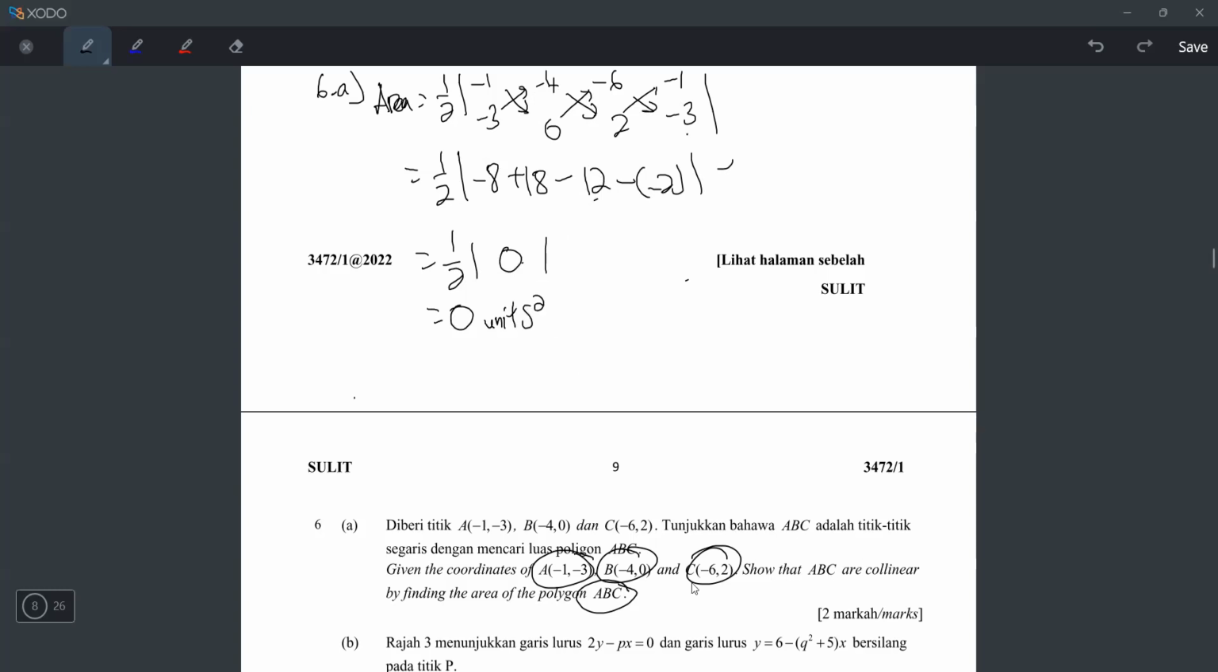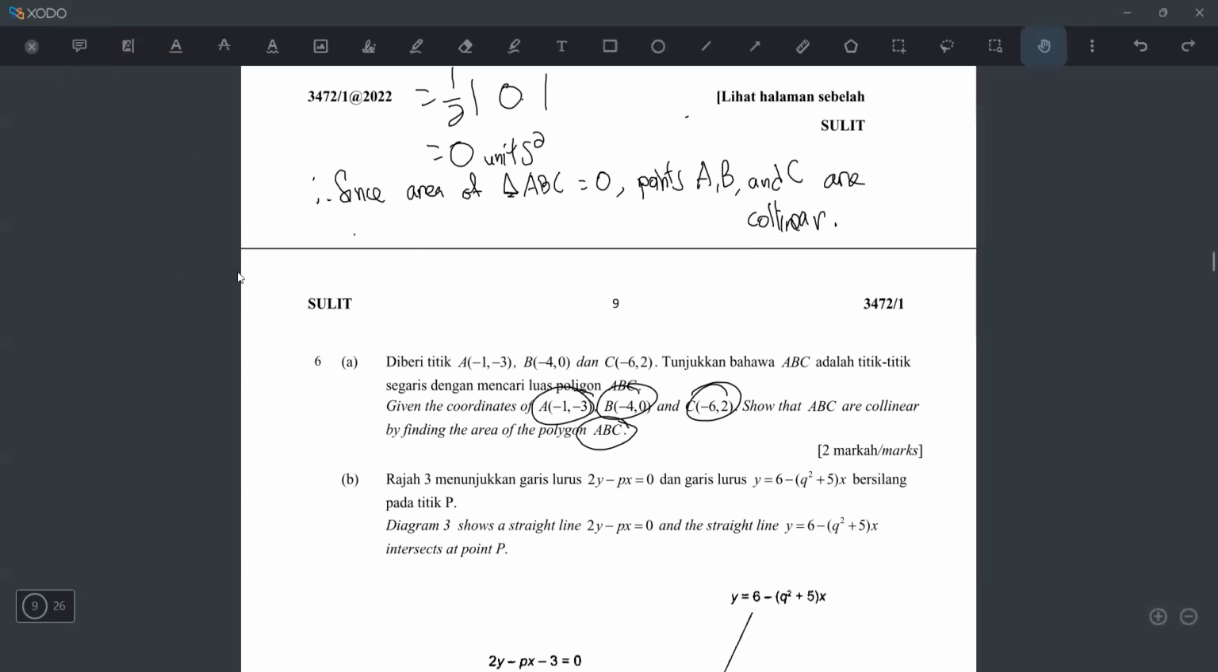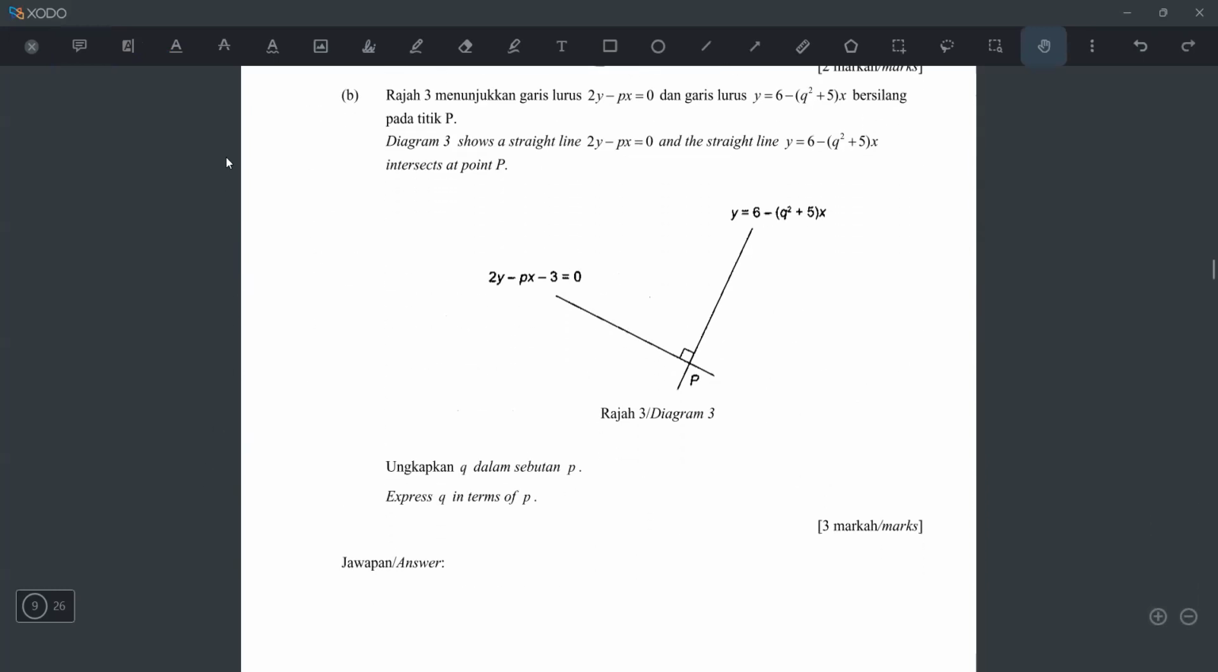Right? So they want you to show that A, B, C are collinear. So we can say that since the area of triangle ABC equals 0, we can conclude that the points A, B, and C are collinear. Because if they are collinear, the area will be 0. But if they are not collinear, then there will be area, because they will form a triangle. Okay, let's go to B.